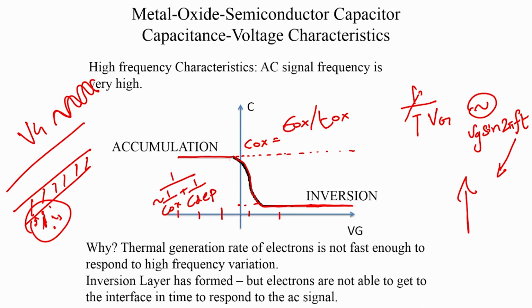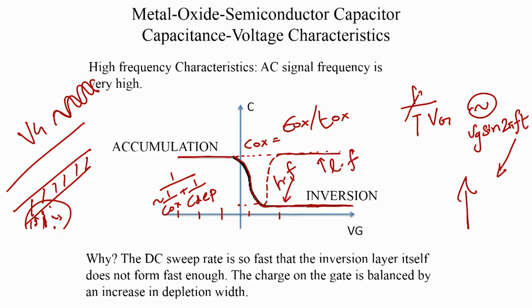On the other hand, in the low frequency characteristics, the thermally generated electrons could respond, and we saw that the curve looked like that. Okay. That was the low frequency characteristics, and this is the high frequency CV characteristics of the MOS capacitor.